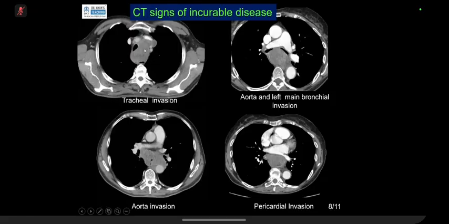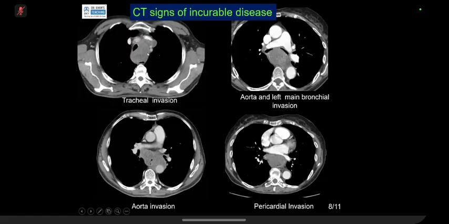Tracheal invasion. Now, this was upper esophagus. This is trachea, and you can see that the trachea is displaced anteriorly. Displacement of the trachea anteriorly is taken as one sign. The second sign is that you might see the tumor going into the lumen, right? So this is tracheal invasion on CT, frank tracheal invasion.